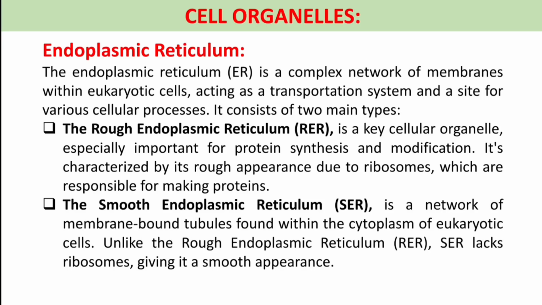There are two types of endoplasmic reticulum. The first one is rough endoplasmic reticulum, which is involved in protein synthesis and modification, and it has ribosomes on its outer surface. That's why it's called rough endoplasmic reticulum. The second one is smooth endoplasmic reticulum, which is involved in lipid synthesis, and it doesn't have any ribosomes on its surface. That's why it's called smooth endoplasmic reticulum.